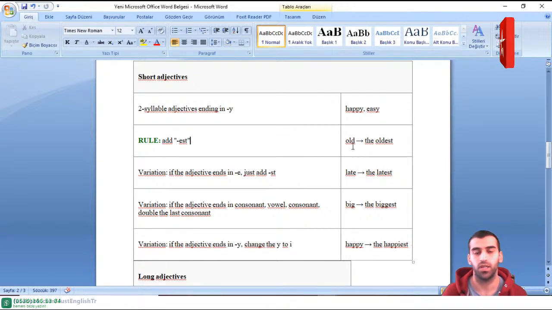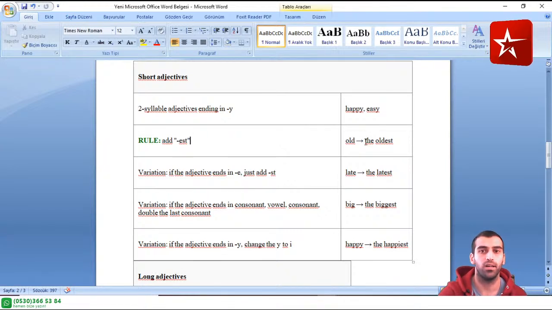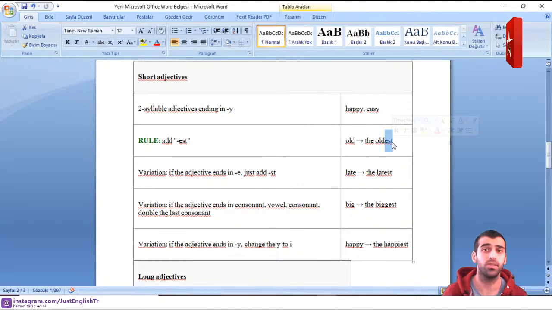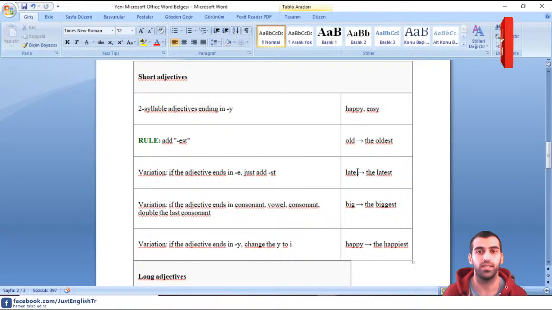If we have 1 syllable in the adjective, as I told you, we add est. Old, the oldest. Okay, old, the oldest. And don't forget to add the in front of the adjective and est suffixes to the end of the adjective here. And variation, if the adjective ends in e, we just add st. For example, late. Late is an adjective and it finished with e. So we don't have to add the next e to the end of the adjective, so we use just one e. Late, latest, the latest.